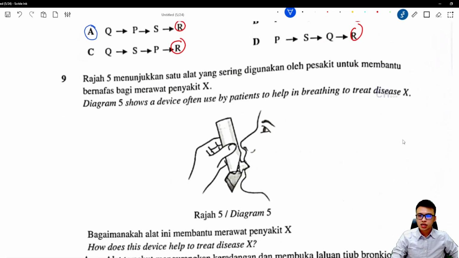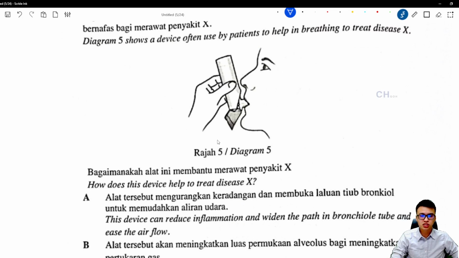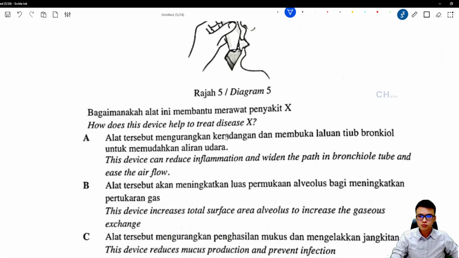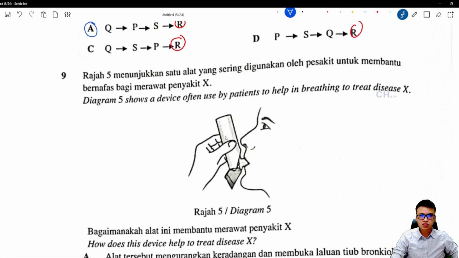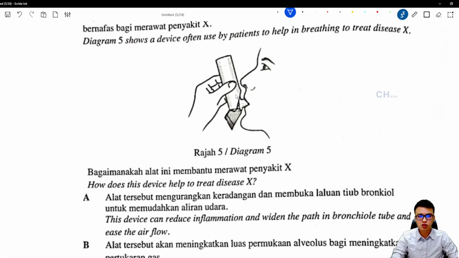Continue with question 9. Diagram 5 shows a device often used by the patient to help in breathing to treat the disease X. How does this device help to treat disease X? Now this is the device that is used to treat the patients with asthma. When people are having an asthma attack, their bronchial tube is going to collapse. So you are going to take in these medicines in order to make it open so that they can breathe in again.